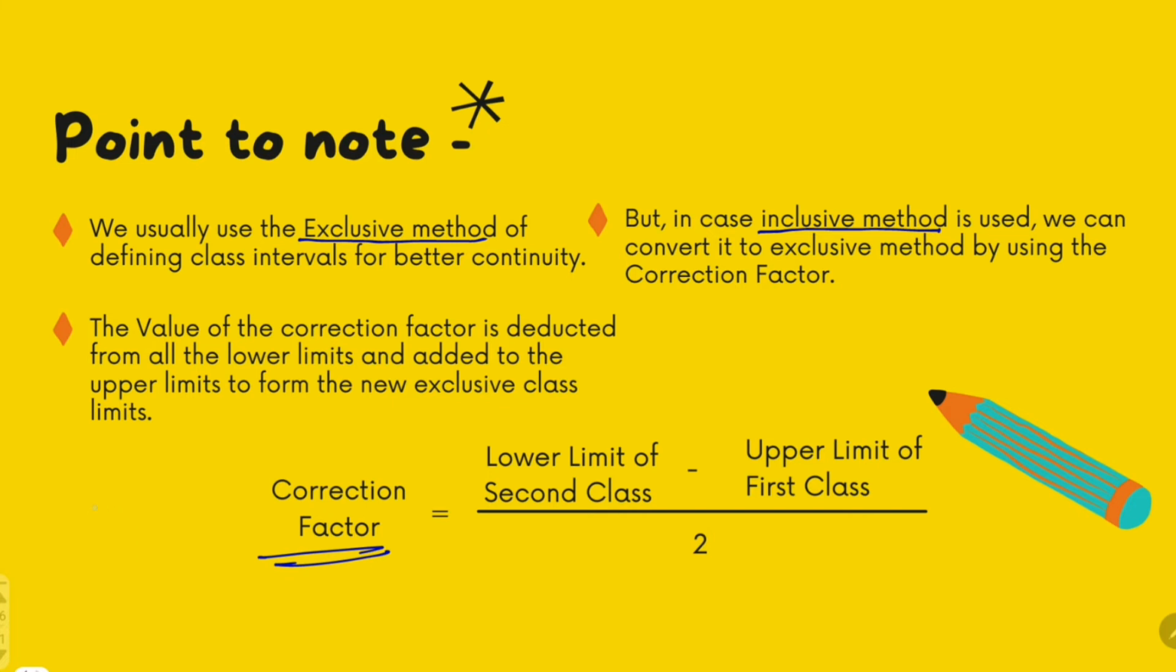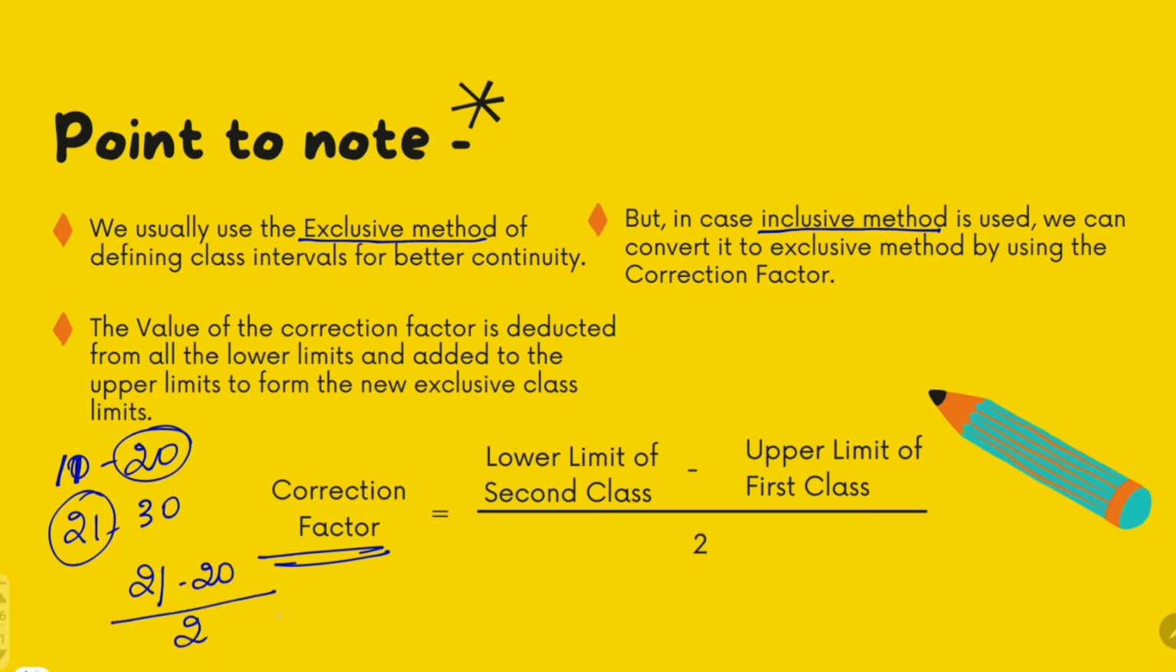So how it happens is that, suppose we have 11 to 20 and then 21 to 30, like that. What we'll do is take the lower limit of my second class, that is 21, minus the upper limit of my first class, that is 20. I will divide it by 2. So that is 1 by 2, that is 0.5.